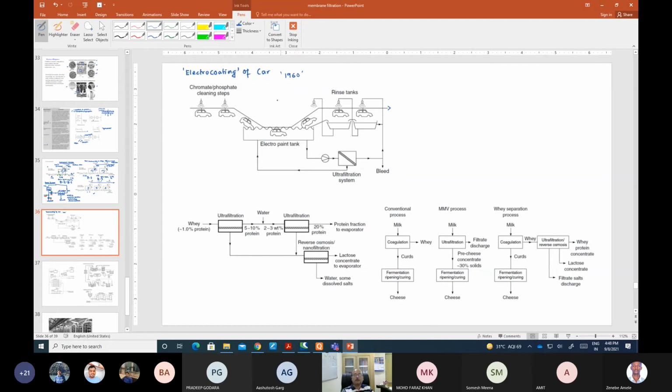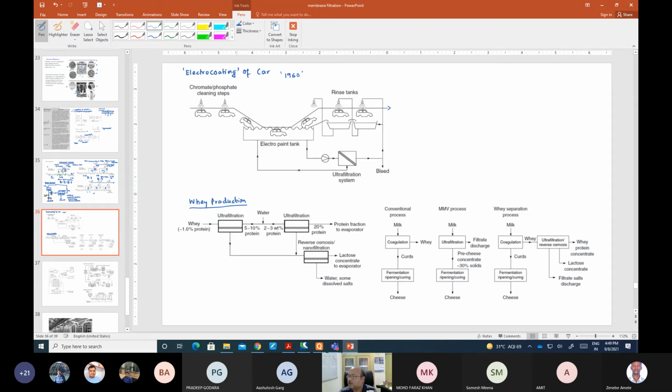So this is from electrocoating of the car, and now this is another example here, which you can see is from a whey production unit. So here how it is done is that in this whey production, please have a look at the cheese. So they make cheese, and it's a major application in this cheese industry. Now you look at this diagram.